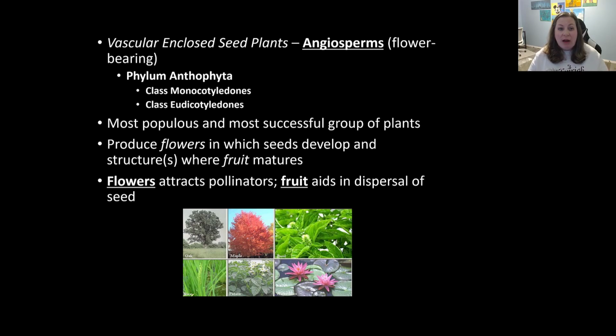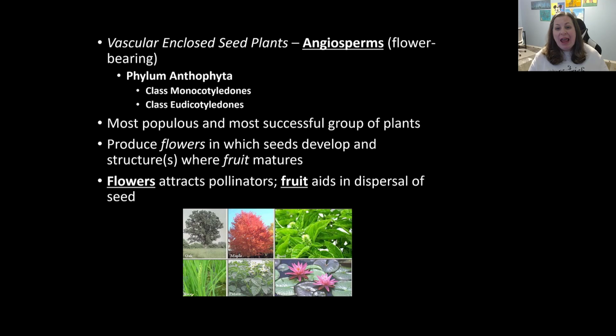They do produce flowers, and in these flowers, their seeds are going to develop, and they have structures that mature into what we call fruit. Okay, those special fruit structures are what protect the seeds. Flowers are also going to attract pollinators. These are insects, these are birds, these are animals. Whatever is going to help with the pollination process. We're not just going to rely on wind here.